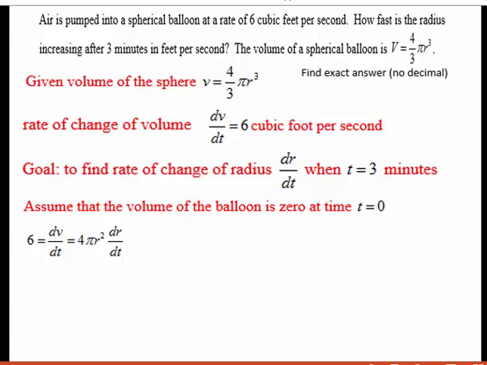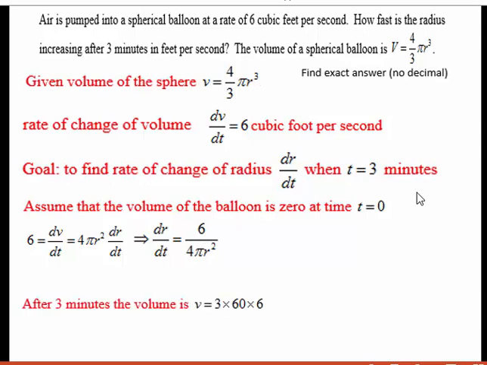So then we can say that 6 is dV/dt. And we have seen dV/dt from before, which is 4/3 pi times 3r squared dr/dt. The 3 cancels out. That's why you get this, and you have seen this one in the previous example. So then dr/dt is 6 over 4 pi r squared. Now the problem here is we don't know exactly what r is. So we need to figure out r.